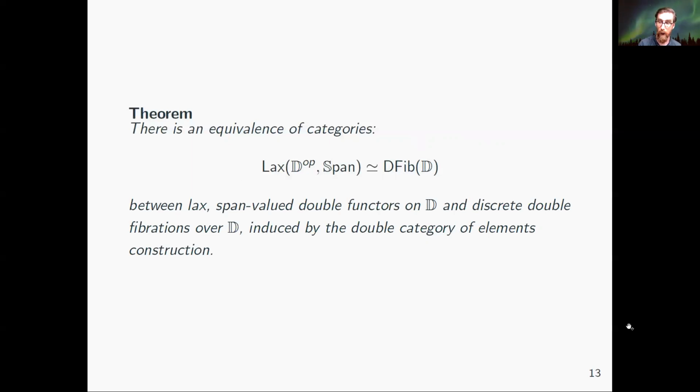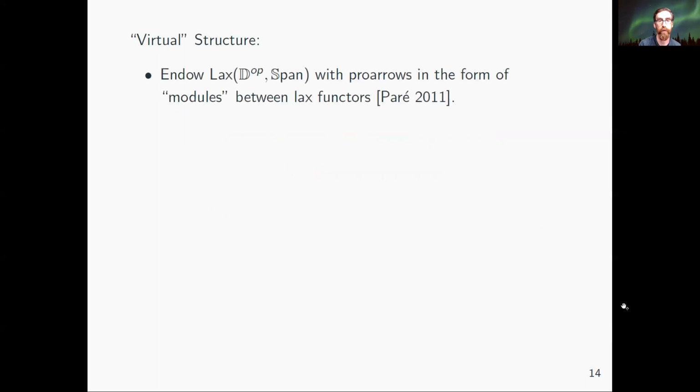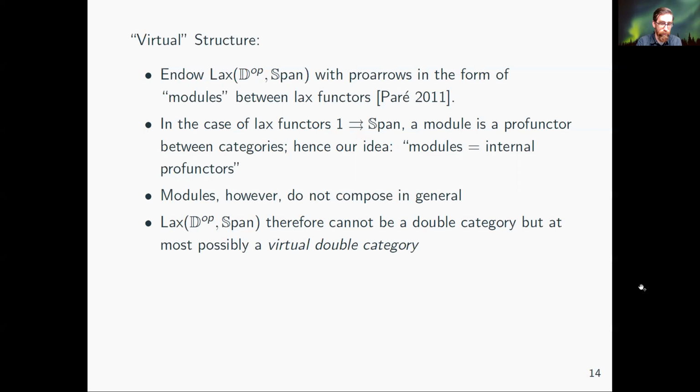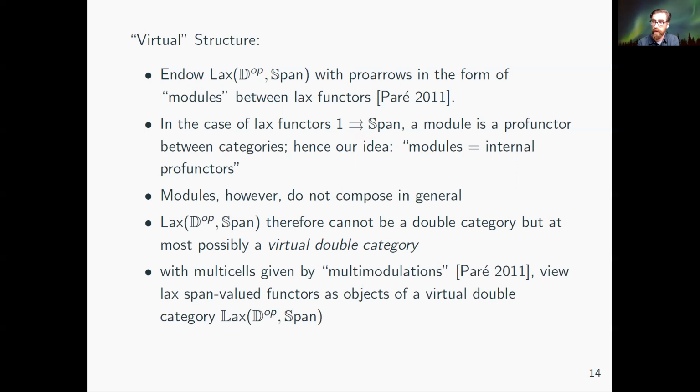Now this is great, but it turns out that there is further structure on lax functors. That is, pro arrows are given by certain modules. Just to give an idea of what these are, when you specialize to lax functors from a point, a module between them would be a genuine profunctor. And so we should be thinking that modules are internal profunctors. However, such modules don't compose in general. And so the best we can hope for is to have a virtual structure instead of a genuine double category. And so multicells are given by certain multimodulations. And it turns out, in fact, lax functors can be made into a virtual double category.